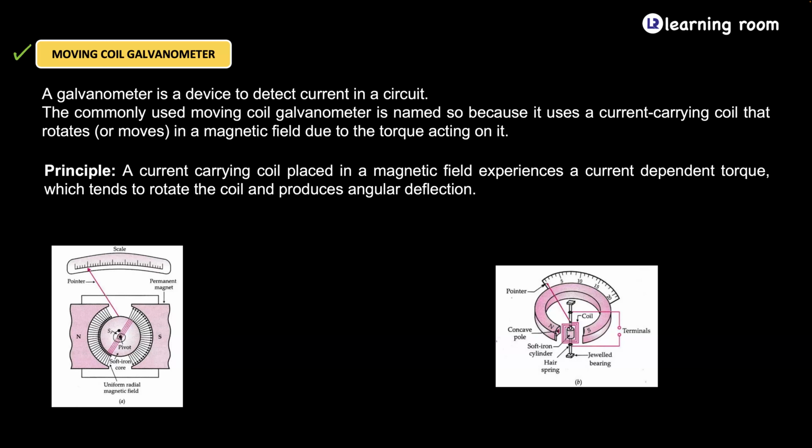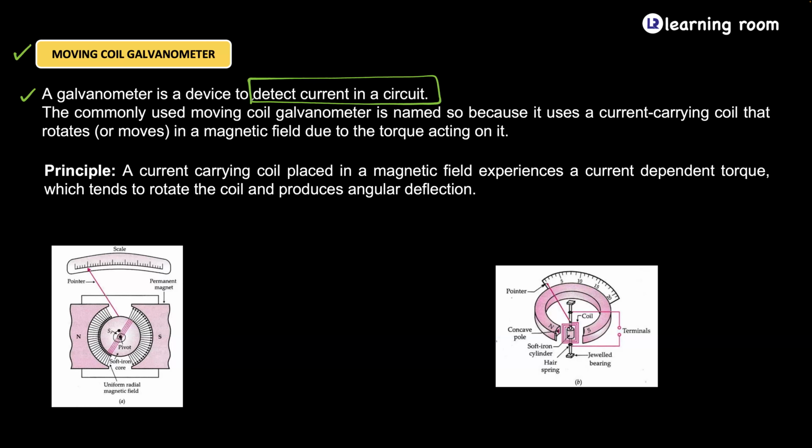How is the pointer actually able to rotate? Okay. So first, let's understand what a moving coil galvanometer is. Basically, a moving coil galvanometer is a device that is used to detect current in the circuit. The commonly used moving coil galvanometer is named so because, why is it called a moving coil galvanometer? Because, as the name suggests, there is going to be a coil inside.